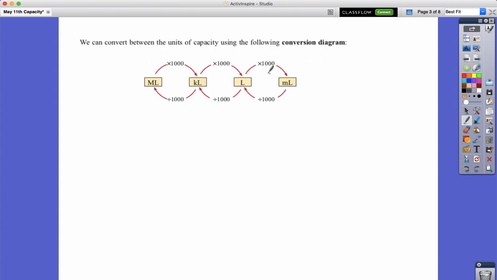And here's a conversion. It's just like kilometers and kilograms. A kiloliter is 1,000 liters. A milliliter is 1,000th of a liter, and this is a megaliter. You won't use that so often, but that's 1,000 kiloliters.